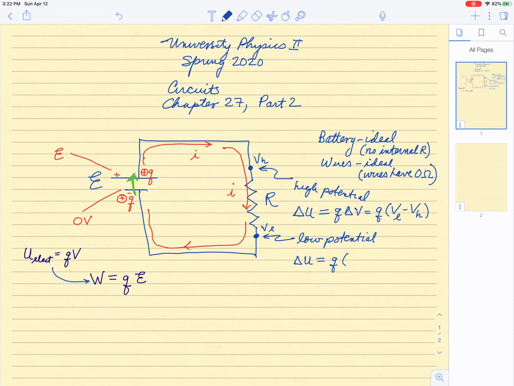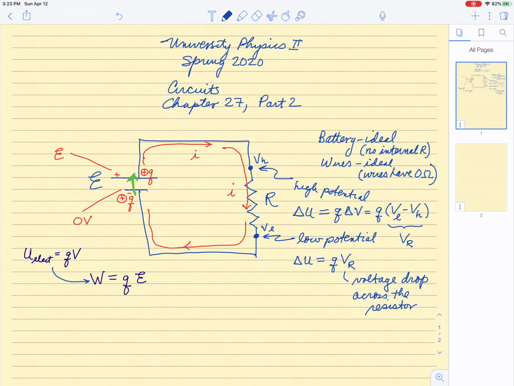I already wrote that. So let me just erase this. This then will be the voltage across the resistor, and we'll write it here as Q times V subscript R. Okay. So the change in energy is going to be the voltage drop, right? Where this is the voltage drop across the resistor.